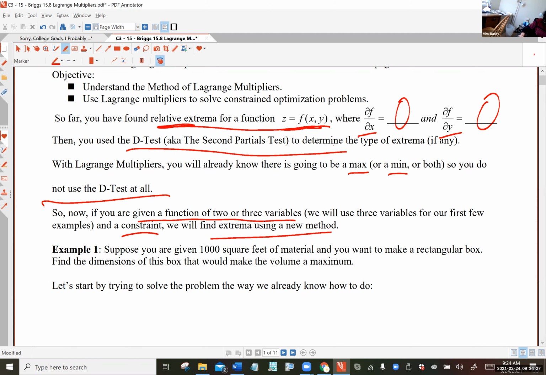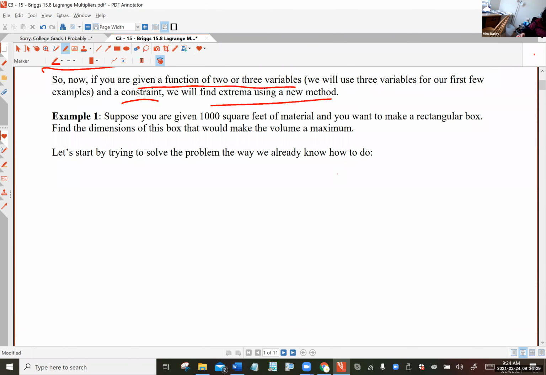Okay. So let's start with a somewhat easy problem, and then we're going to stop doing the problem and note that it's going to be a pain in the rear end. So let's say you're given 1,000 square feet of material. That's going to be a constraint, people. There's your constraint. And you want to make a rectangular box. Okay, so you've got your rectangular box here. What are the dimensions of the box that will maximize your volume?